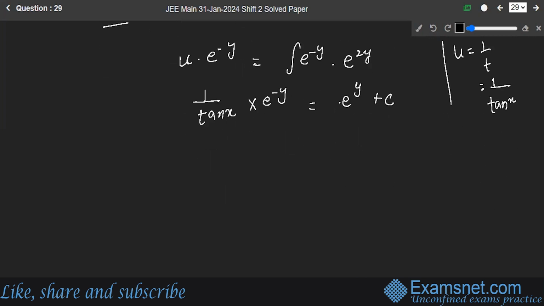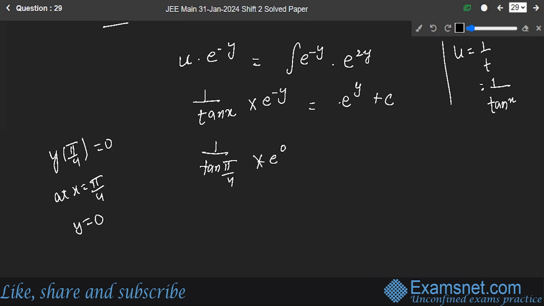Now further, you are given that y of pi by 4 is equal to 0. That means at x is equal to pi by 4, you have y is equal to 0. So tangent of pi by 4 gives me 1 only. Let's write it over here: multiplied by e power 0 plus c. This was equal to 1 is equal to 1 plus c. So c is equal to 0.